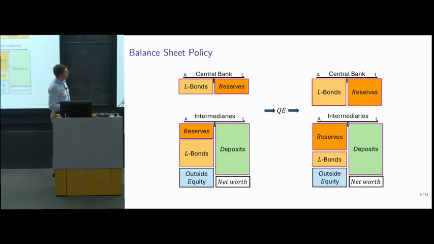So what does QE do? Essentially, if you start from this balance sheet composition and then you do QE, then you are expanding your central bank balance sheet. So it means that you issue more reserves, and then you buy the long-term bonds from the intermediaries. So in the intermediaries' balance sheet, you see the same expansion in reserves, and you get the corresponding reduction in the long-term bond holdings. If you do QT, then you just revert that. You do the opposite. You shrink the balance sheet.